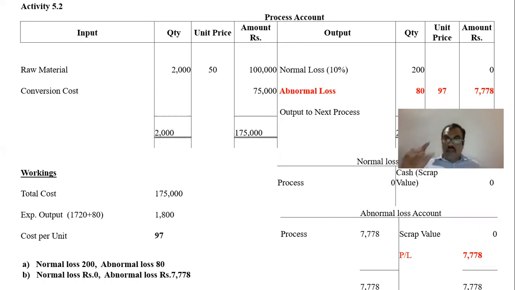So there is no point of having a loss account. If you are asked to prepare a normal loss account in the examination, the value would be 0, because even the cost is already included in the 175,000. You can't take it here. If there is any scrap value, that should be deducted from the cost of the process. Therefore, you can't record here. Technically, then there is no use of drawing a normal loss account. But there is a use of drawing an abnormal loss account.